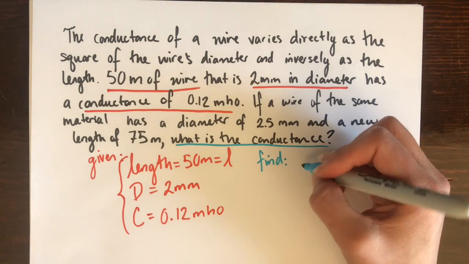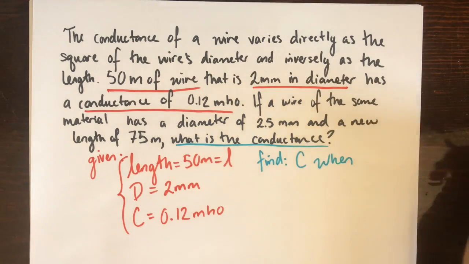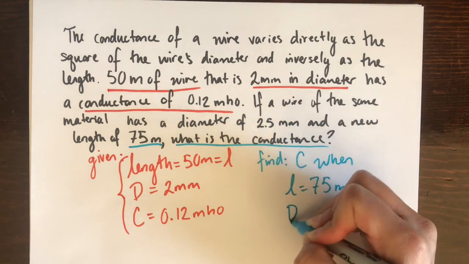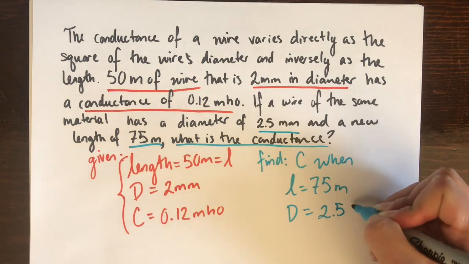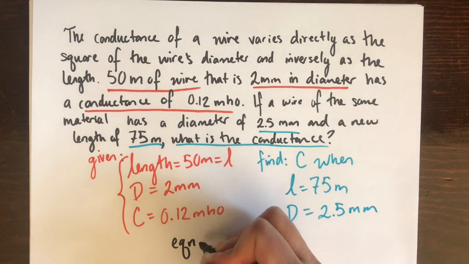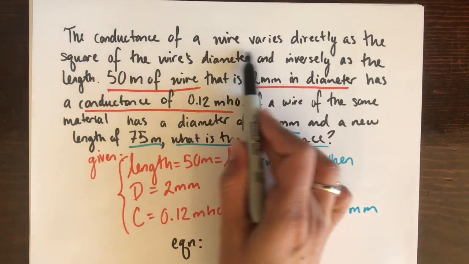they came up with that unit, because resistance is in ohms. Anyway, so we want to find C when the length is 75 meters and the diameter is 2.5 meters. What is the conductance?